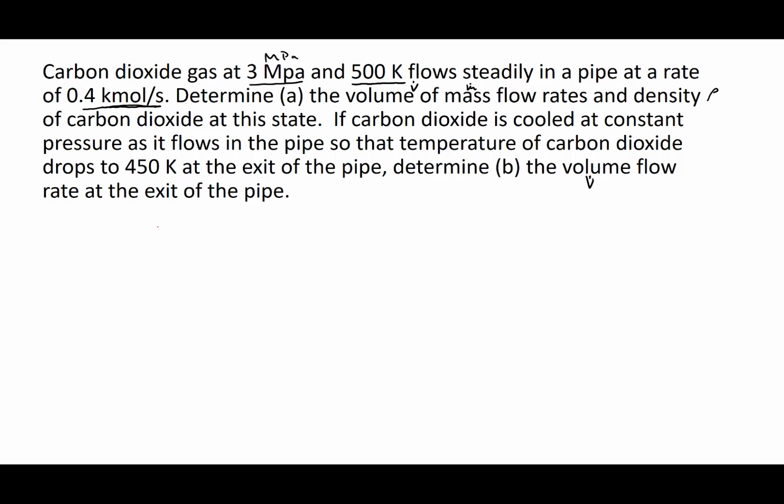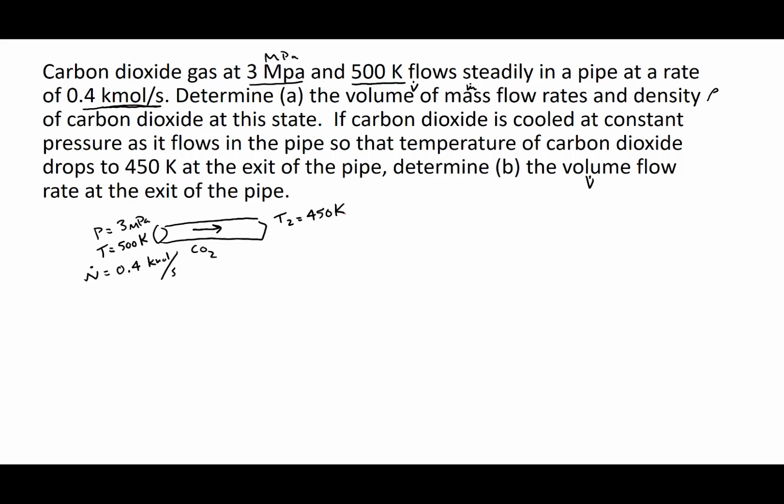So let's draw a diagram. So we have the pipe, and we have CO2 flowing through the pipe. And it says that our pressure is 3 megapascals, and the temperature is 500 Kelvin. And it says that we have a molar flow rate of 0.4 kilomoles per second. And then for the second part of the problem, the temperature here, I'm going to put that this is T2, is 450 Kelvin.